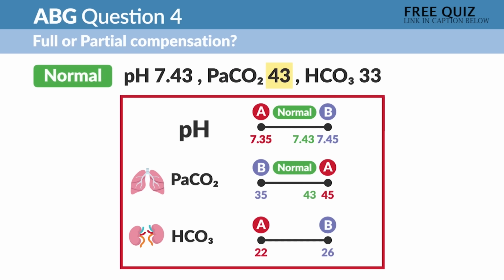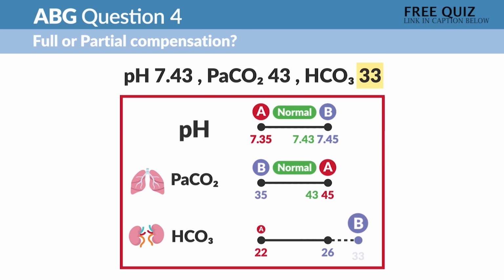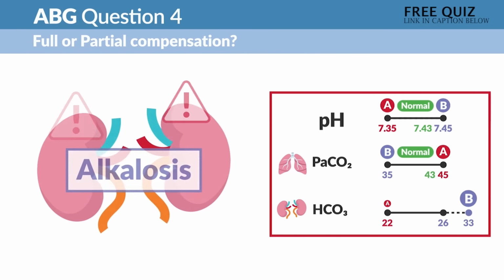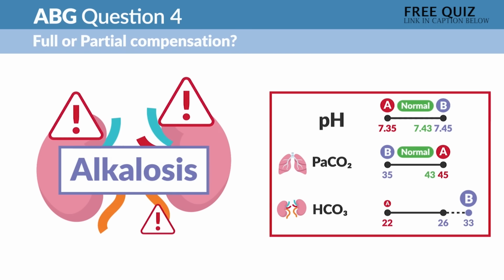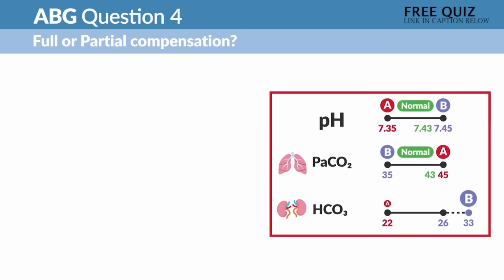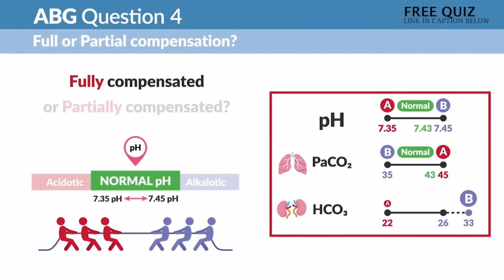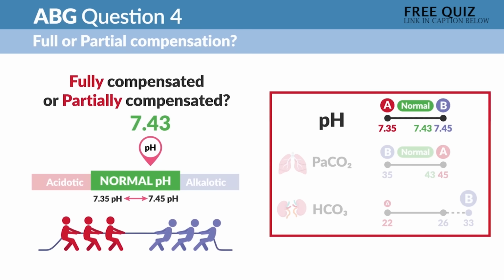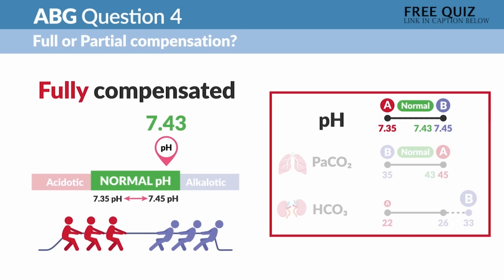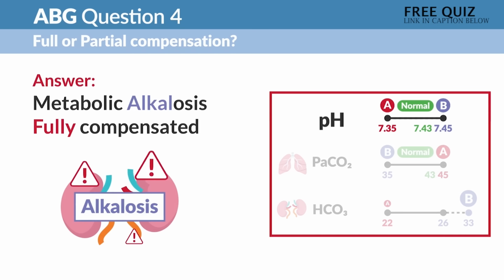CO2 is in the acid range, so that can't be our match. HCO3, our bicarb, is 33. That's definitely in the base side. So metabolic, specifically metabolic alkalosis, since the bases are a match. Now step 3, compensation. Is it fully compensated or partially? Well, look at the pH here. Our pH is fully normal, so it's fully compensated. So our answer is metabolic alkalosis that is fully compensated.